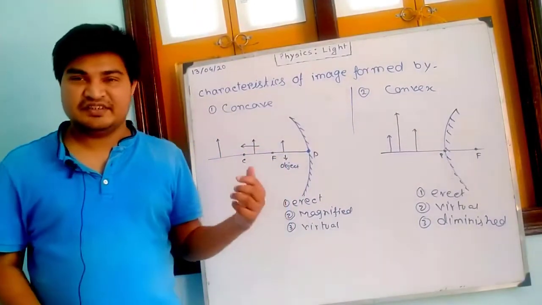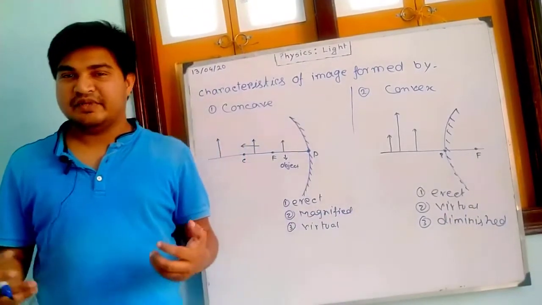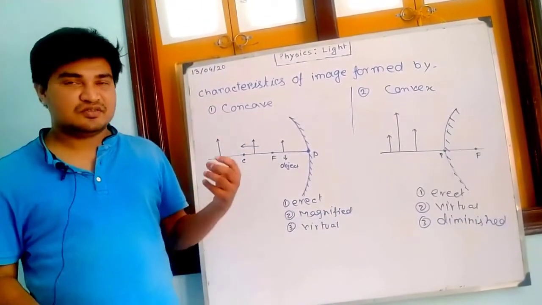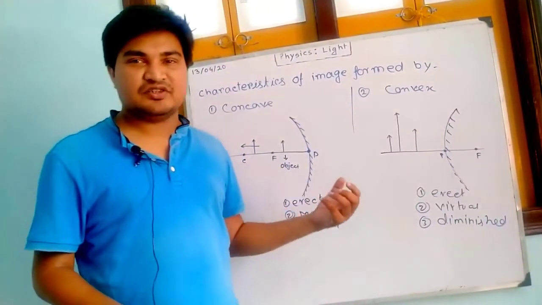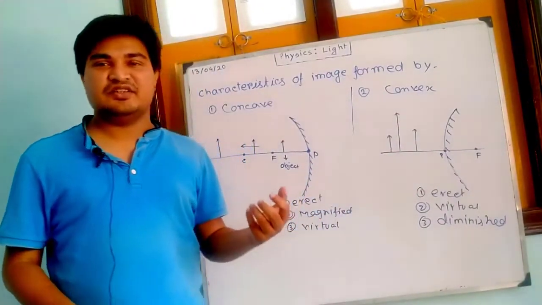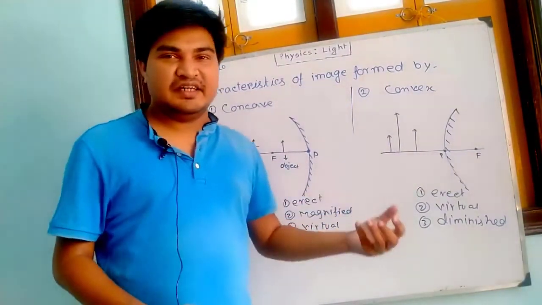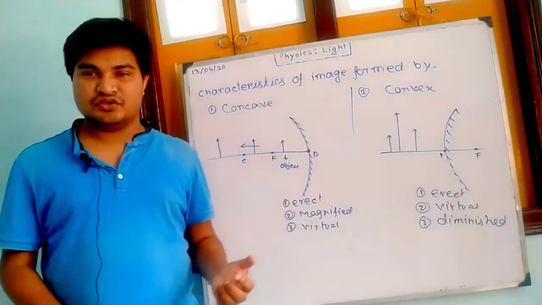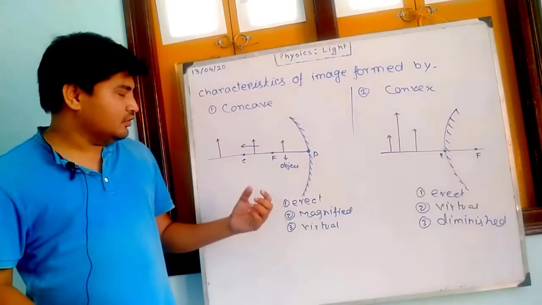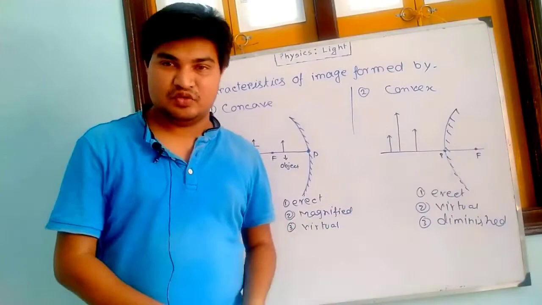And a second use of it is, dentists also use this type of mirror to magnify, as they need to see the inner part of the teeth very clearly, that's why they use the concave mirror. And it is also used in the headlight of a car, and the concave mirror is also used in a solar cooker.